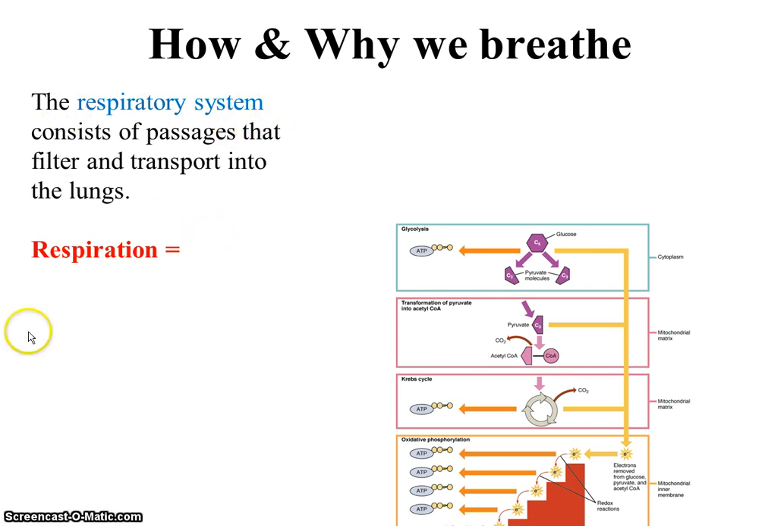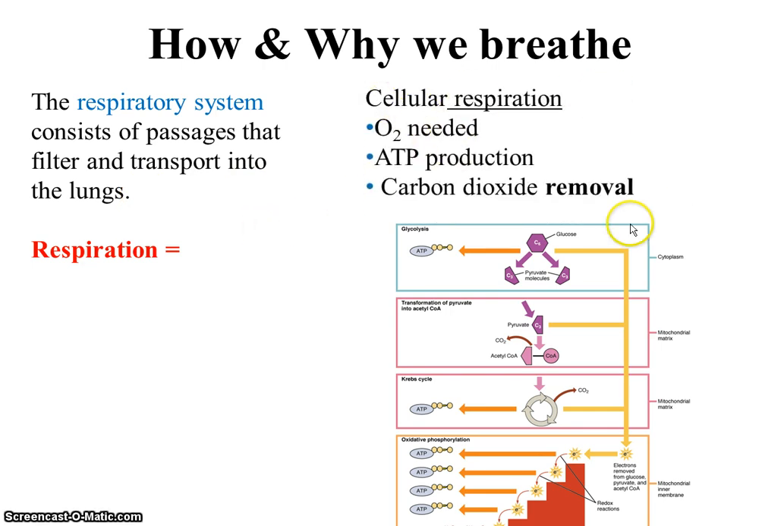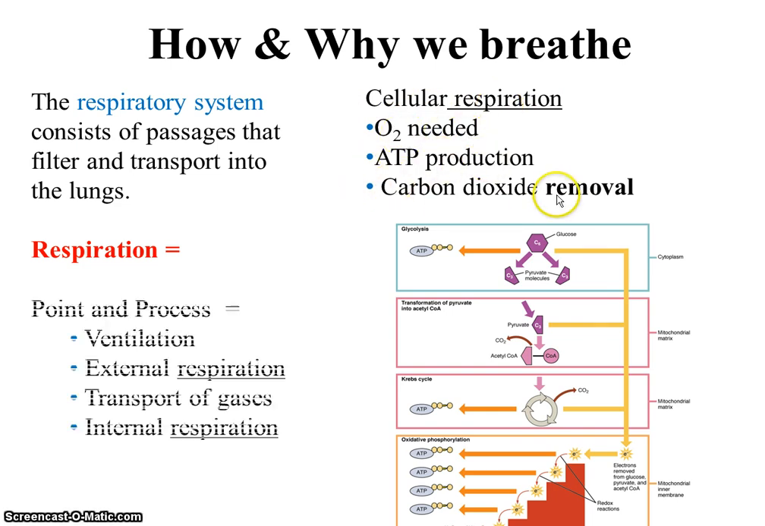The exchange is going to go on at a very, very small, microscopic level. And we have to remember that, like all the other systems of tubes we've looked at, the histology of the tube has to change to allow this process to occur. And we want to know why. So, again, here with the why we breathe: cellular respiration, oxygen needed, ATP produced, carbon dioxide removed. To get to this point on the cellular level, we have several steps that we're going to look at in this chapter.